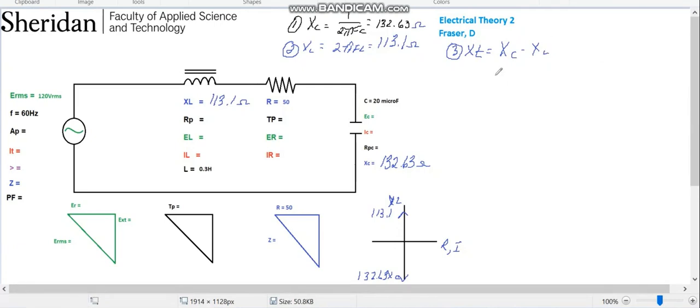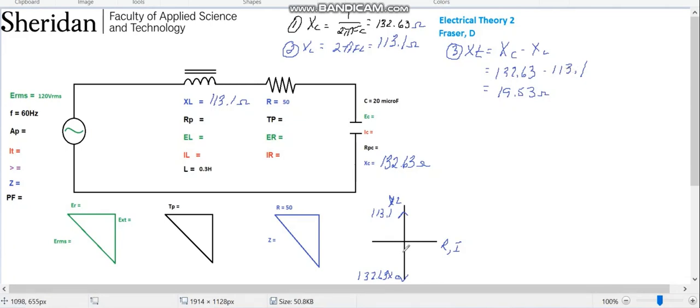So my total value would be 132.63 minus 113.1. My total reactance in the circuit is going to be 19.53 ohms. That's my total value of reactance. I can write in that number, 19.53, and we know it's slightly more capacitive. My capacitive reactance is a little bit higher than my inductive reactance.